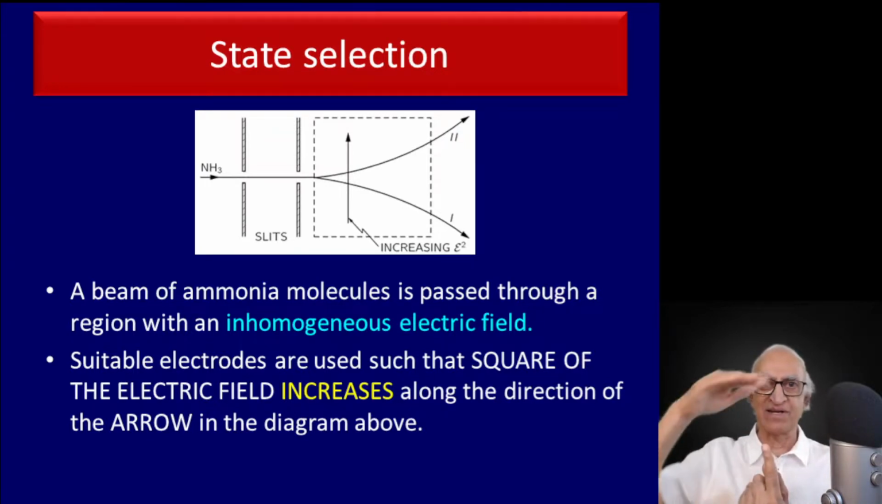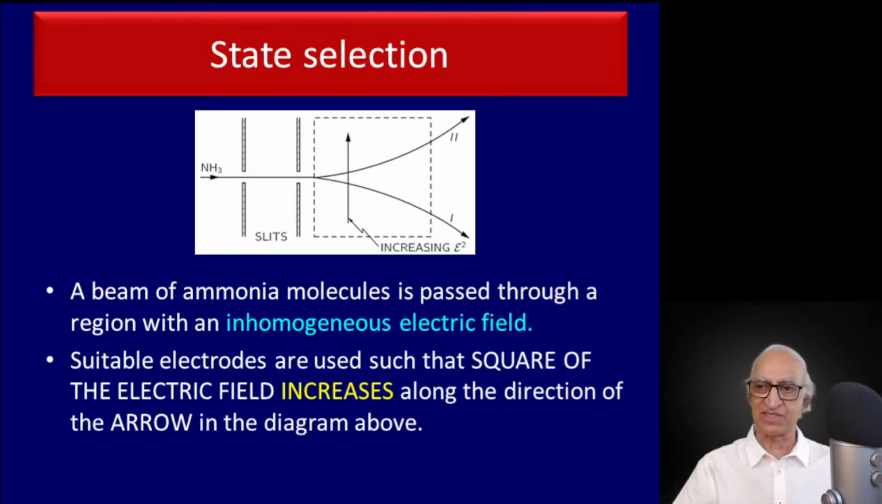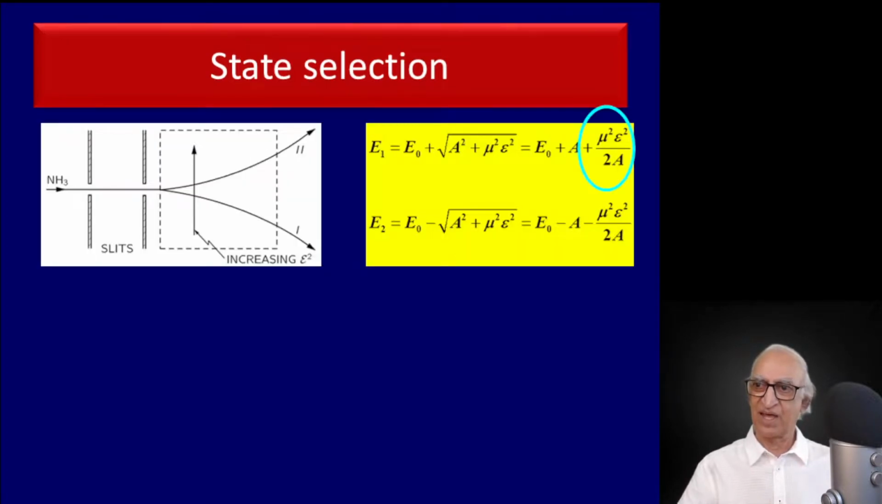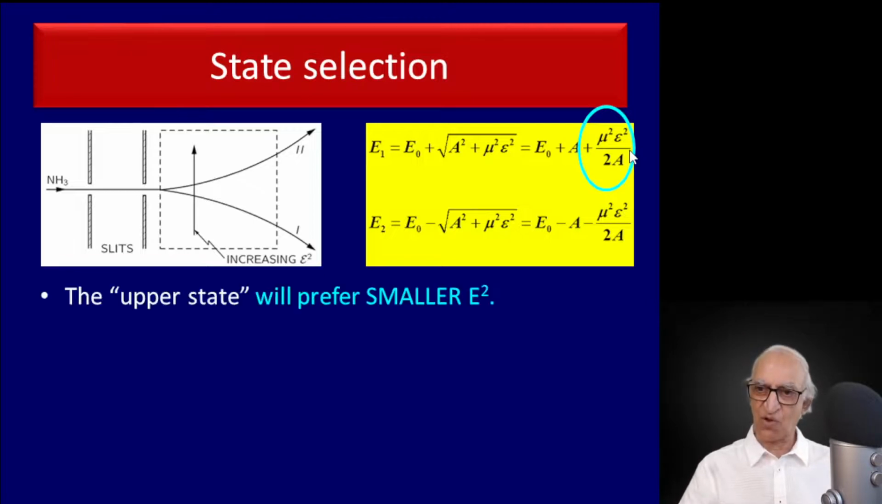So you probably need a pin and some horribly complicated electrode to create an inhomogeneous electric field, to set up a gradient of E squared in this direction. But experimentalists are very clever. They can do these things. So let us now consider the upper state E1. Its energy is proportional to E0 plus A plus E squared. So the upper state will prefer smaller E squared because there is a plus sign. It will prefer this third term to be as small as possible. So it will prefer a region where the square of the electric field is small.